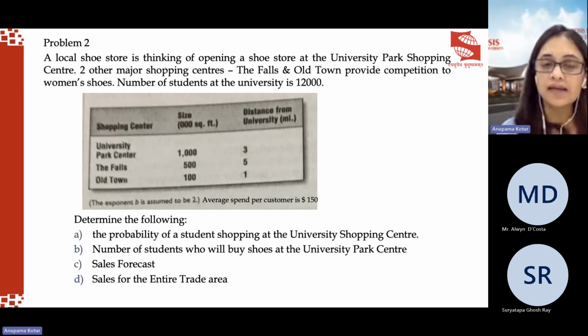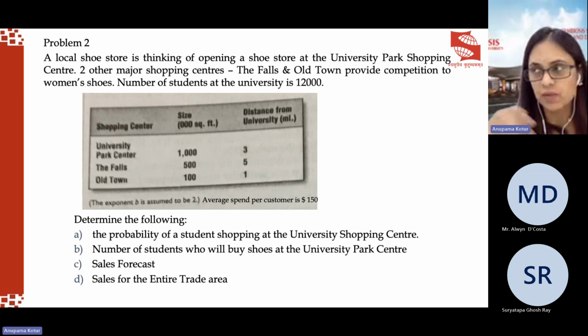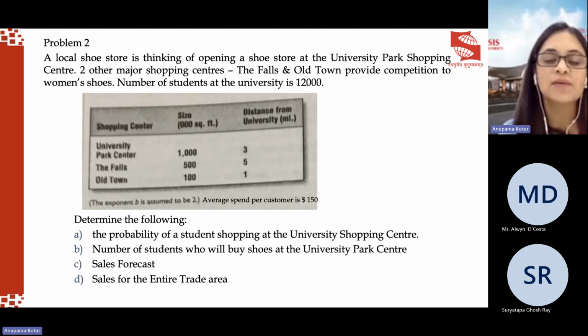So in this case, a store that sells shoes is looking at opening a store near a university where, of course, there'll be thousands of students, right? So they are looking at 3 different locations around the university, and each of these stores has a different square foot area, and of course are located at different distances from the university itself. So if you are a retailer, you have 3 options, and you have to use Huff's gravity model to understand which of these locations is better.